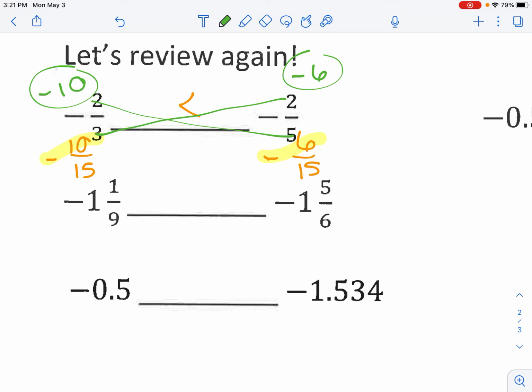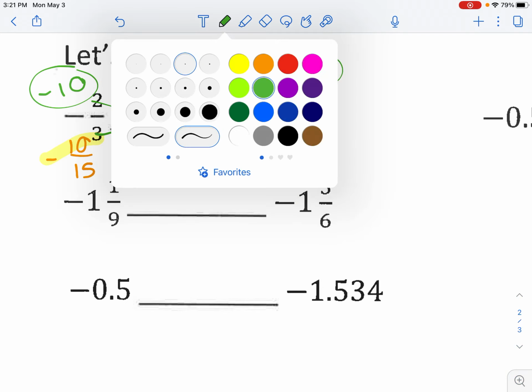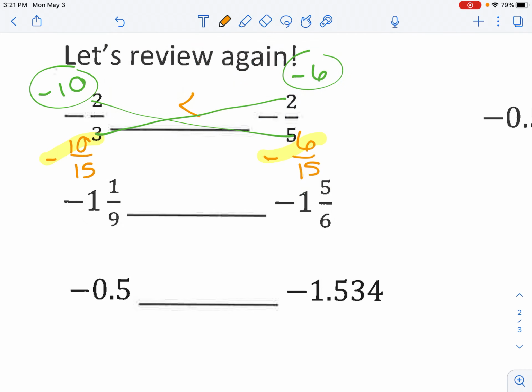Negative 1 and 1/9 compared to negative 1 and 5/6. Option 1, find a common denominator. So for 6 and 9, that would be 18. So on the left side, 9 times 2 is 18, and 1 times 2 is 2. 6 times 3 is 18, 5 times 3 is 15.